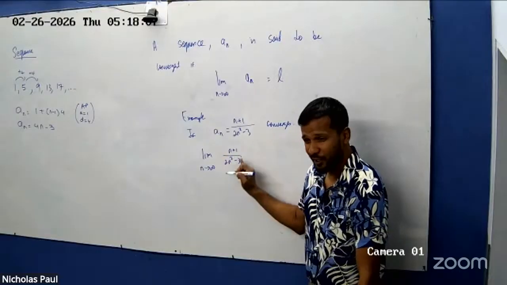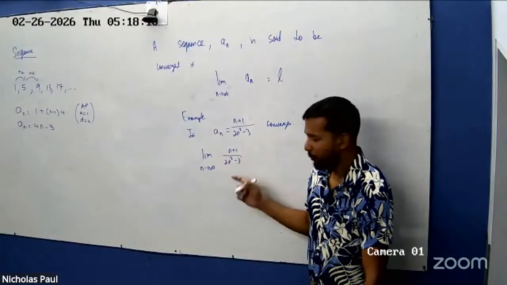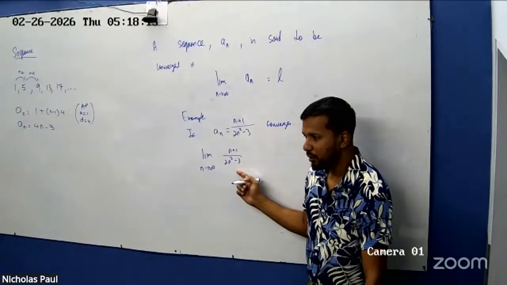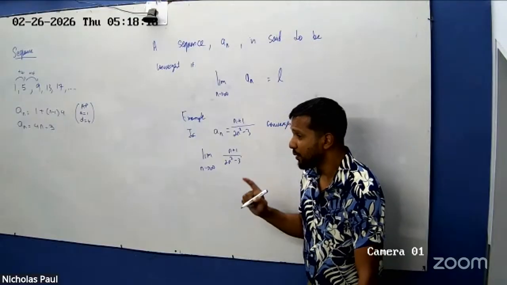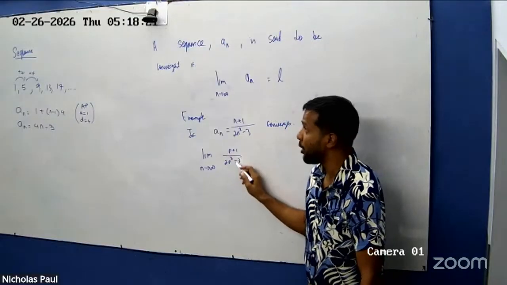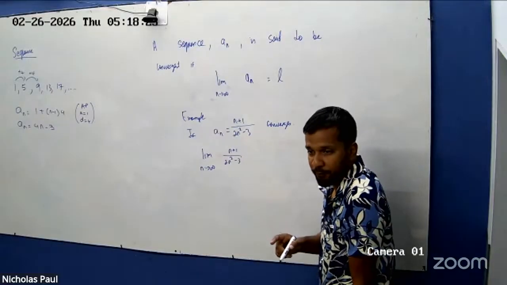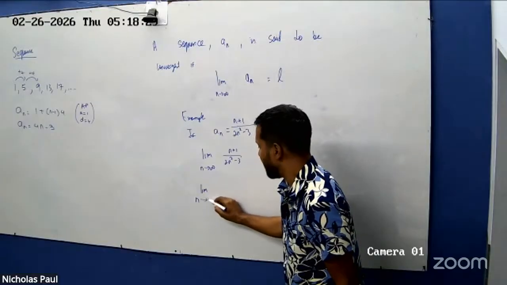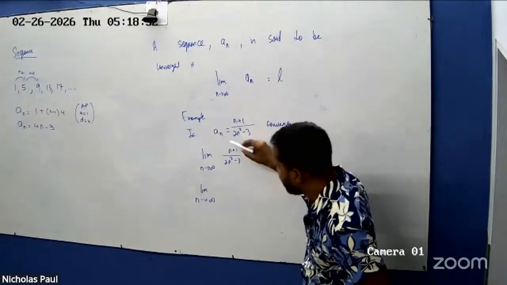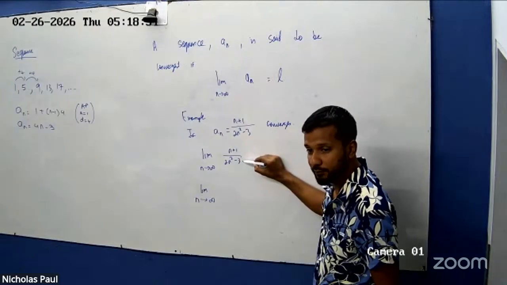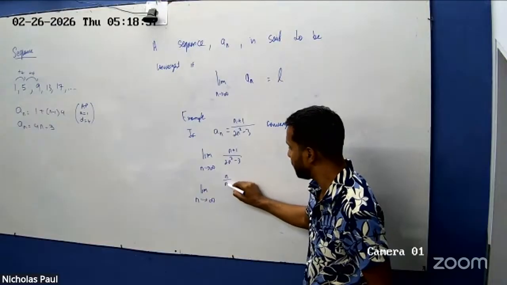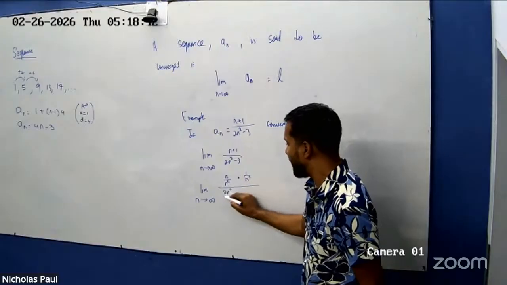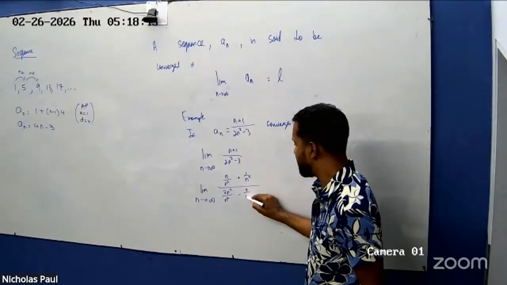Try and factorize. Could we factorize here? Nah. And if we factorize here, that won't be helpful. So you had to divide by the highest power. What's the highest power of n? N squared. So you're going to get the limit as n approaches infinity, and you're going to divide every single term by what? N squared: n over n squared, all over 2n squared over n squared minus 3 over n squared.